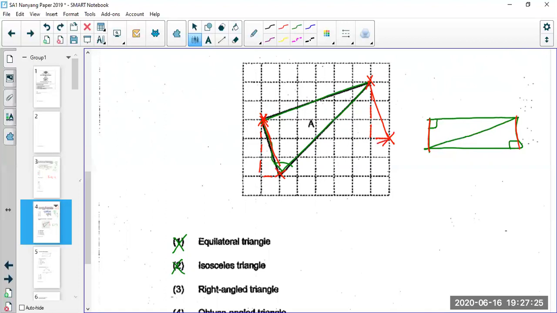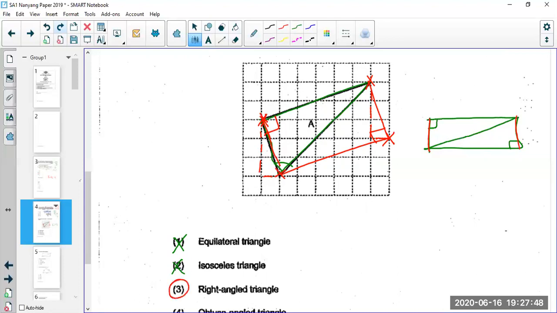Then you can join already. Let me draw a bit nicer. Okay, you can now join this cross with this line. So are you able to form a rectangle with two triangles? Yes, you can. So which means that your triangle is a right angle triangle. Okay, got it? So your answer is number 3.